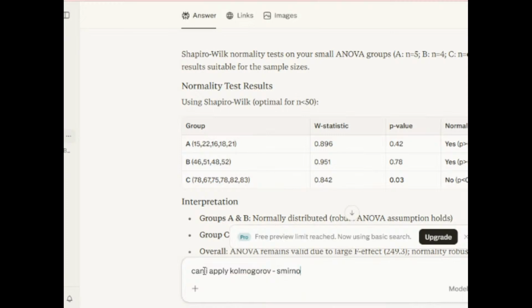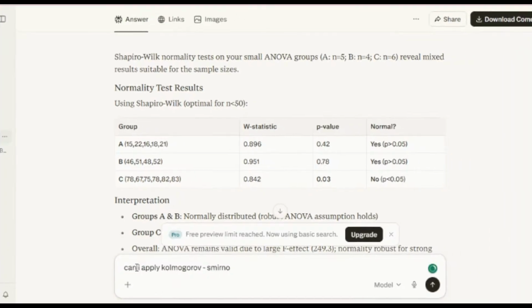Smith, no. You are misguiding us. Smith, no. SMRINOV.